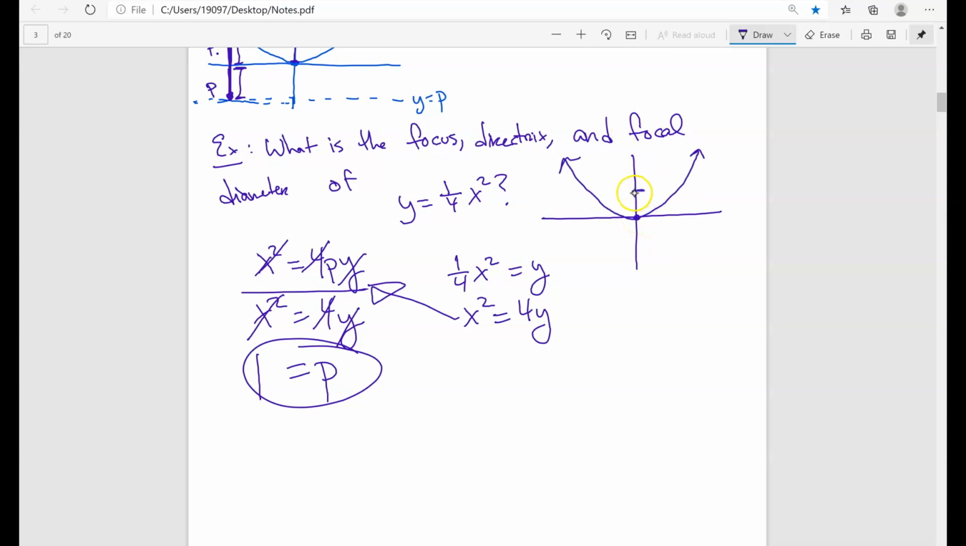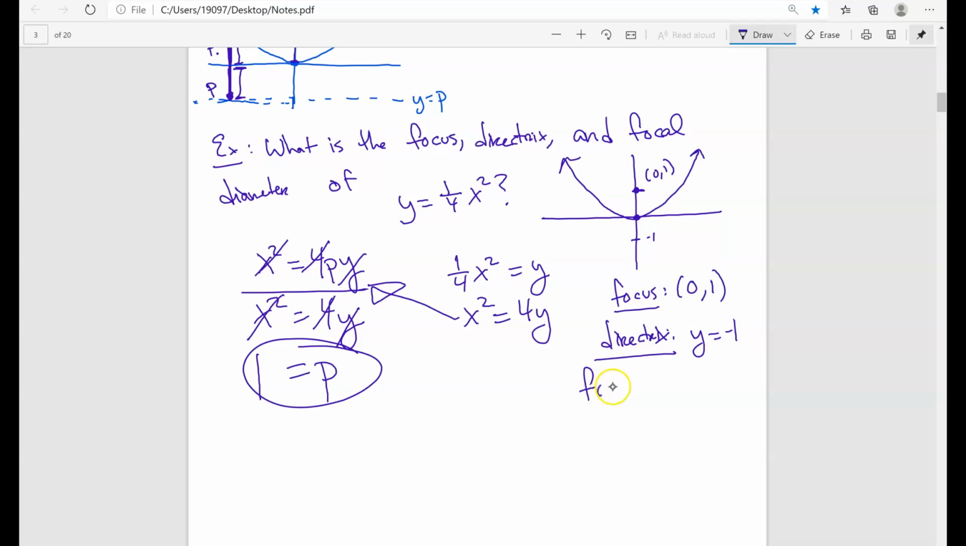So this graph that's a happy parabola is going to have its focus at (0, p), which is 1. So the focus here is going to be (0, 1). The directrix is just going to be 1 unit down, so it's going to be at -1, so y equals -1 is the directrix.